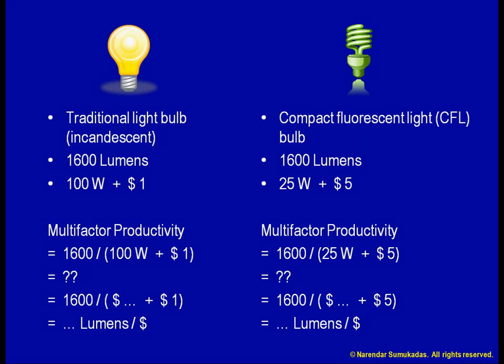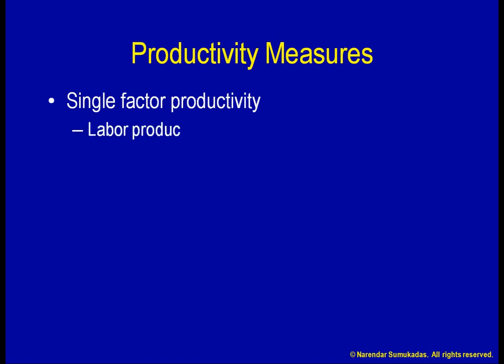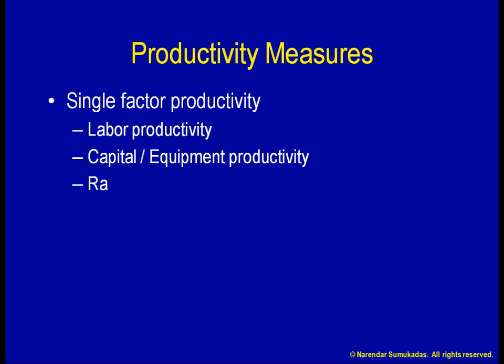As we have just seen, we can calculate productivity based on different kinds of inputs that are going into a process, and each of these we call a single factor productivity measure. Now, typically, we can think about productivity measures such as labor productivity. Labor is a very important input that goes into any process. Likewise, we can think about capital or equipment productivity. Again, capital or equipment is another kind of input that goes into a process. Likewise, we can also think about raw material productivity.